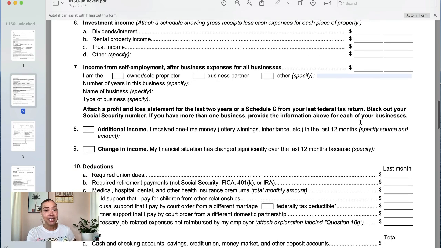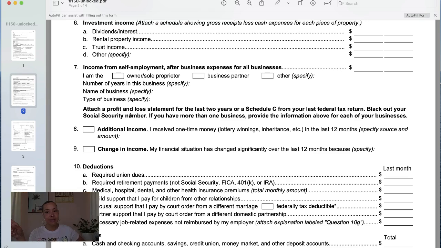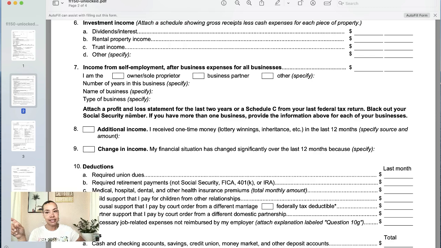If you have a business, they want to know, how is it owned? How much do you make monthly and how much on average? What business is this? What's the name? What type of business? Is this a sole proprietorship? Is this an S Corp? That's what they want. They're asking you, look, it's in bold. They need a P&L for the last 2 years, a profit and loss, or a Schedule C from your last tax return.